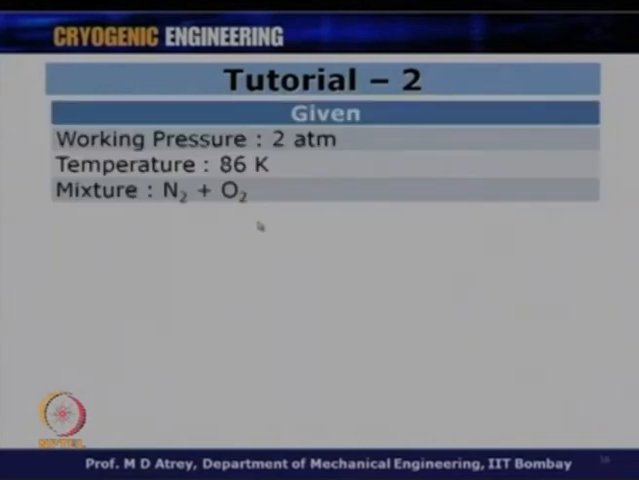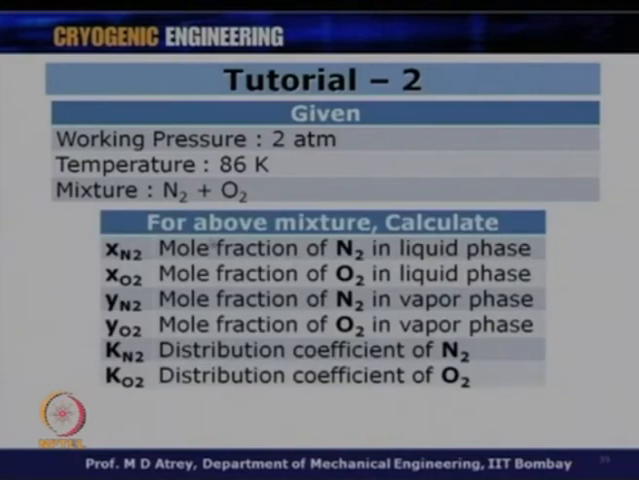So, the given working pressure is 2 atmosphere, and temperature is 86 Kelvin for a mixture of nitrogen and oxygen. And what do I want to calculate? I want to calculate xn2, xO2, which are the mole fractions of nitrogen and oxygen in the liquid phase, yn2 and yO2, which are the mole fractions of nitrogen and oxygen in the vapor phase, and Kn2 and KO2, which are the distribution coefficients of nitrogen and oxygen respectively for the given temperature 86 Kelvin and pressure 2 atmosphere.